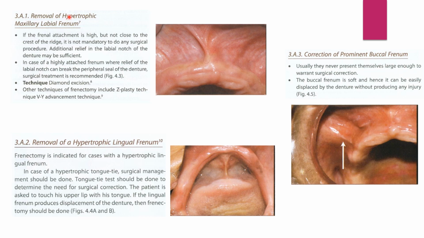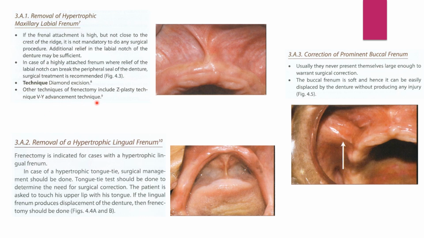So these are the removal of hypertrophic maxillary labial frenum. Then the hypertrophic lingual frenum can be removed. And then the prominent buccal frenum can be removed. Here the technique used for the removal of hypertrophic maxillary labial frenum is diamond excision. The other techniques of frenectomy include Z-plasty technique and VY advancement.